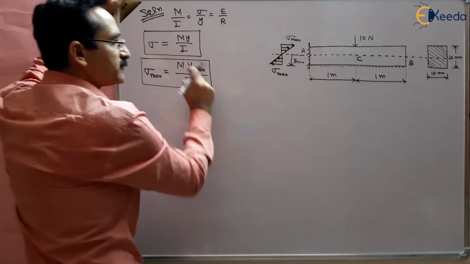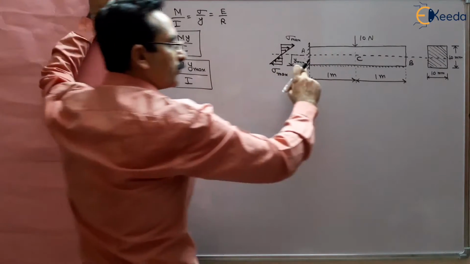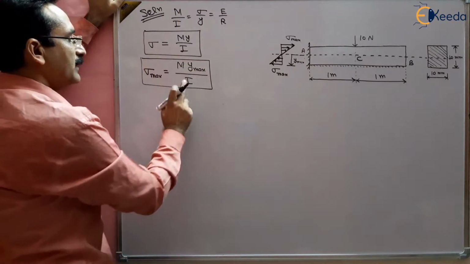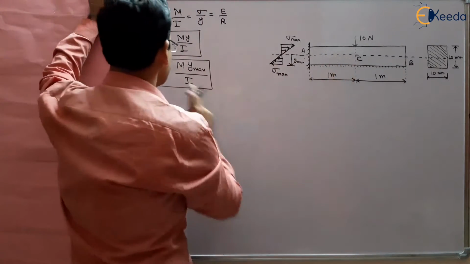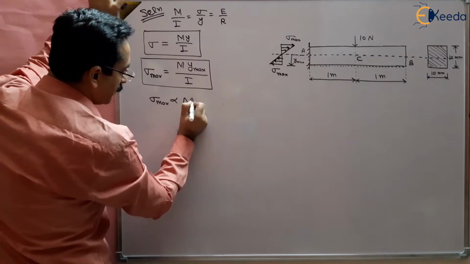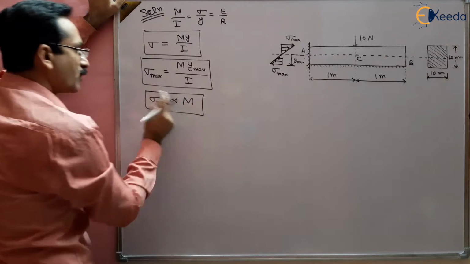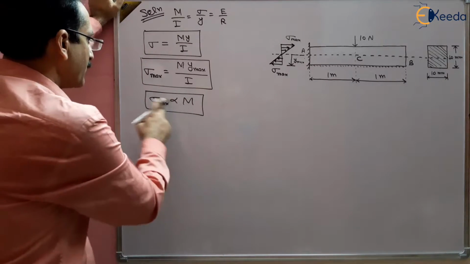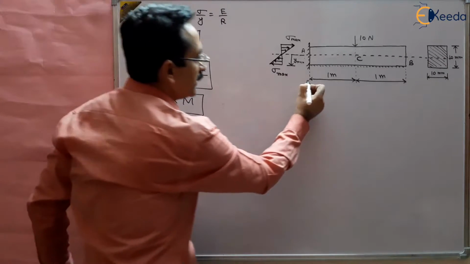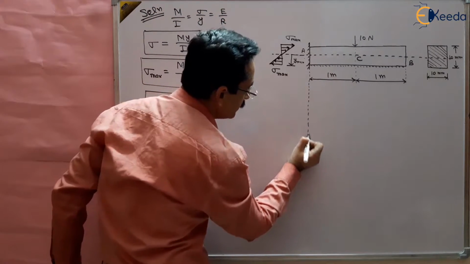Now y is fixed for the entire beam because we have to find the lower outer fiber for the entire beam. So y max is fixed, and I, the moment of inertia, is constant. Then sigma max will be a function of only the bending moment. So basically we have to draw the bending moment diagram, and from that we can find the bending stress diagram. So what will be the bending moment for the beam?